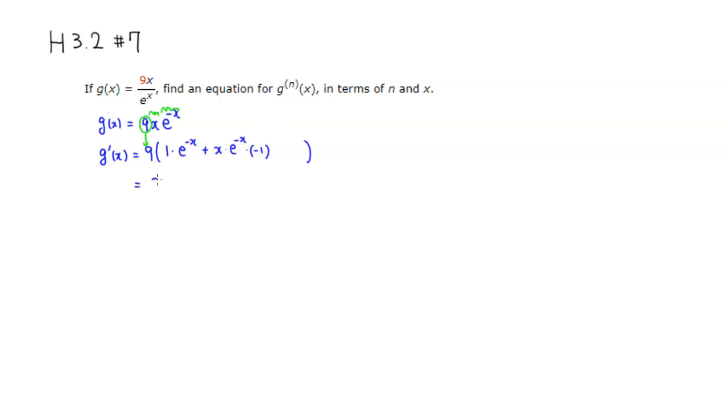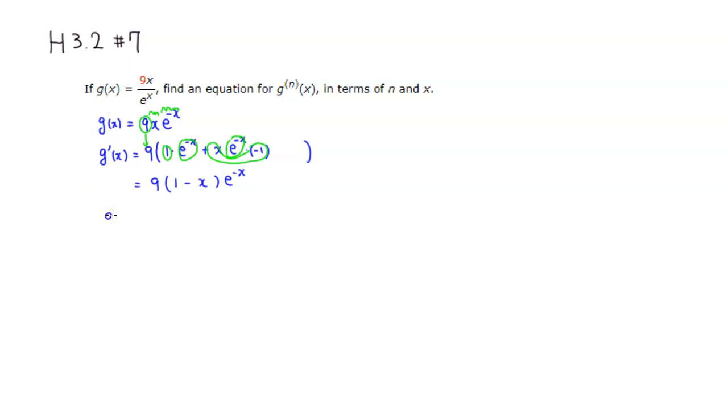If you clean this up, you're going to have a 9. Then I'm going to pull out e to the negative x. You have 1 from here, and then you have a negative x. So it's going to be 1 minus x. So we got that.